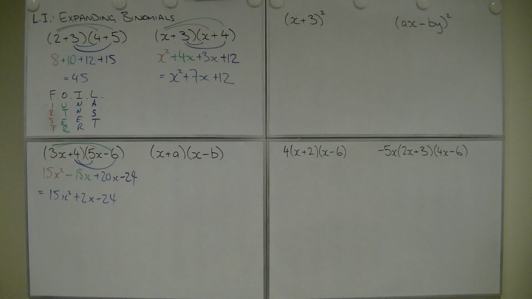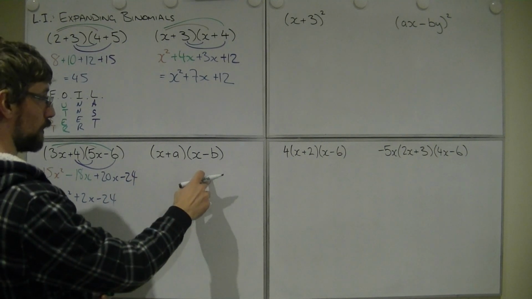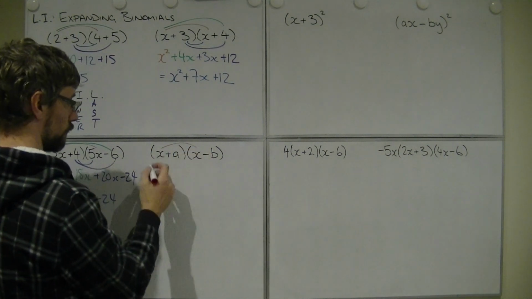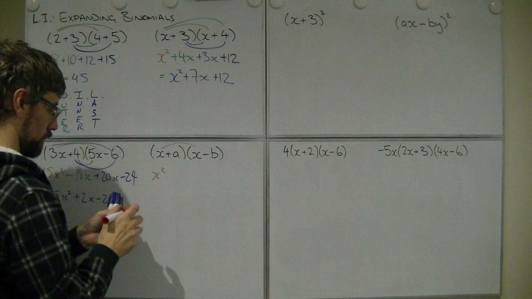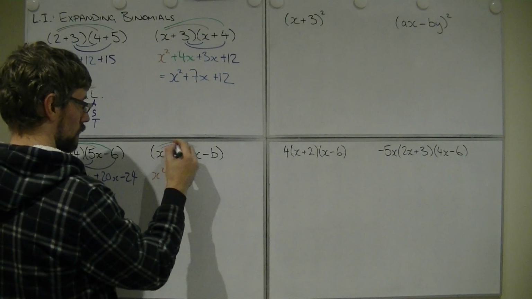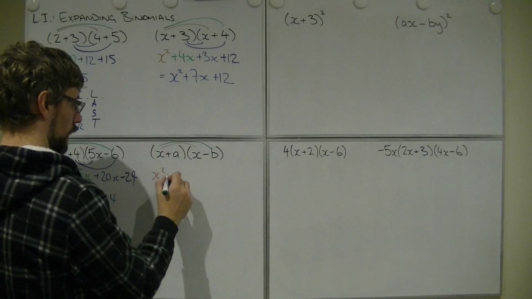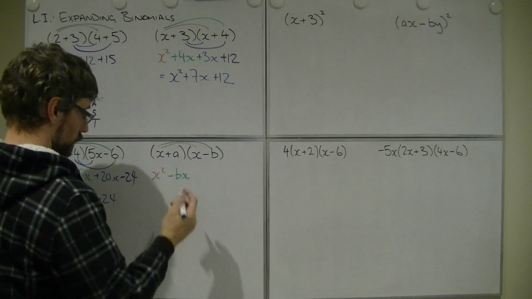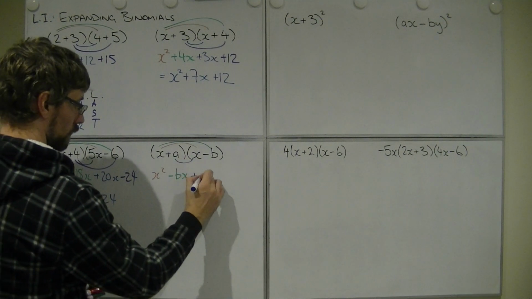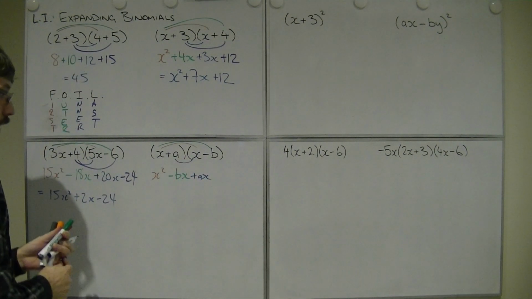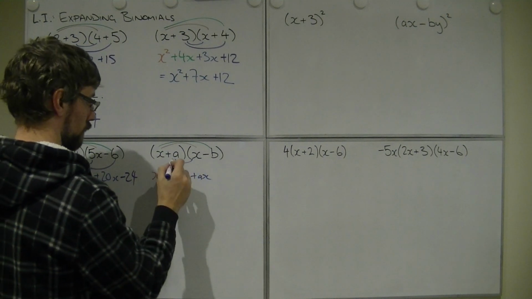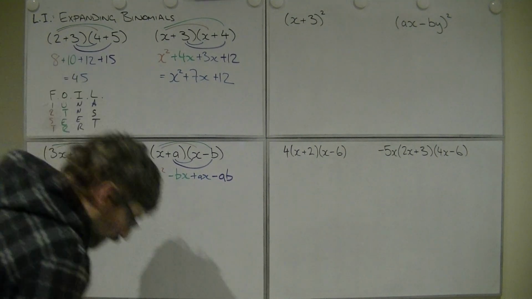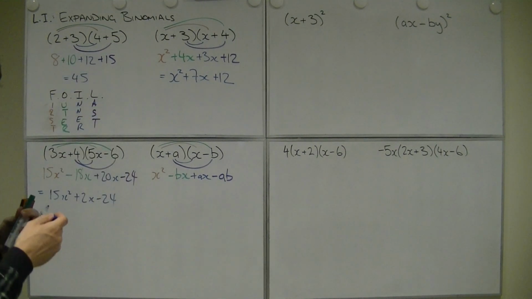Here we don't even have any numbers, but we can still run the exact same thinking. First by first gives me x squared. Outer 2: x by negative b is negative bx. Inner 2: a by x gives me ax. And last: a by negative b gives me negative ab. Then we're going to try to simplify whatever we can.